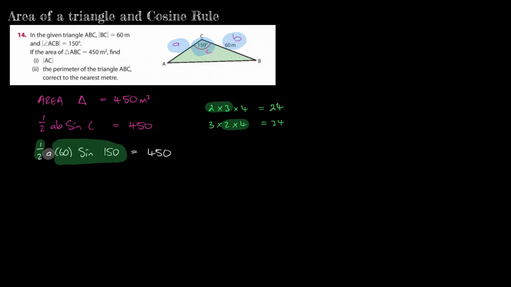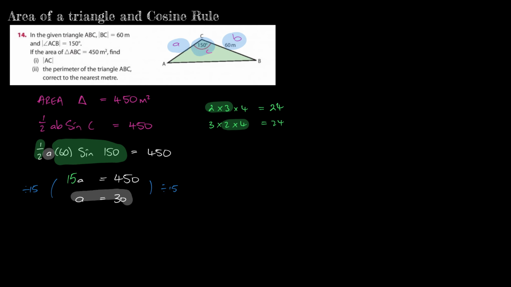Okay, so 1/2 times 60 times sine of 150 gives us 15. So I'll be left with 15a equals 450. So to get a by itself, what I need to do to both sides is divide both sides by 15. If I divide the left-hand side by 15, I get a, but I have to do the same on the right-hand side and divide that by 15. So 450 divided by 15 leaves you with an answer of 30.